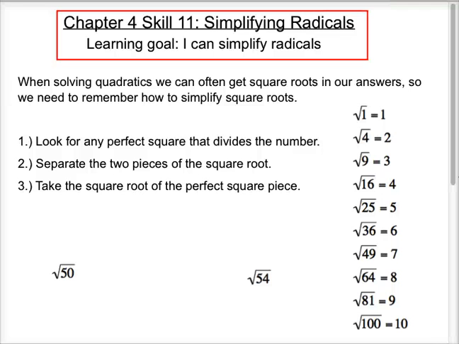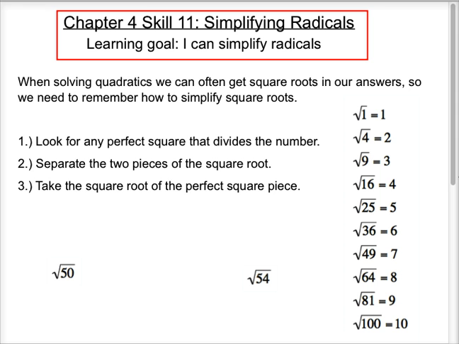Welcome back. In this lesson, we're going to start diverging from factoring for a little bit and talk about other methods to solving quadratics. But before we can cover those other methods, one important thing is being able to simplify radicals. Okay, so we're going to focus on simplifying radical expressions in this one.